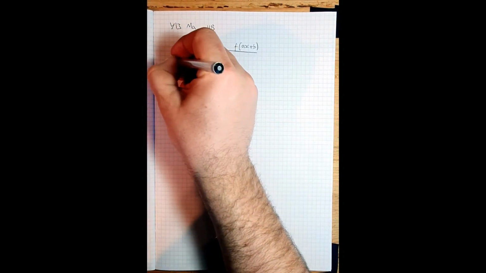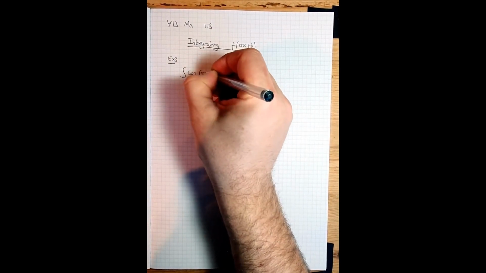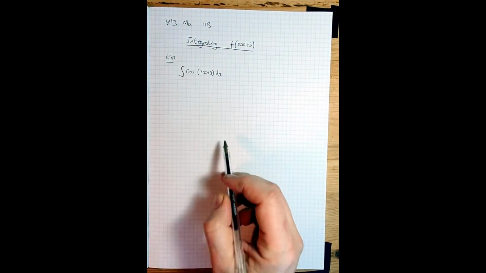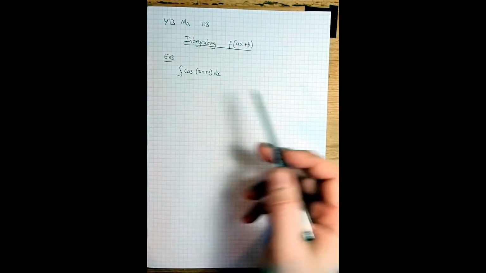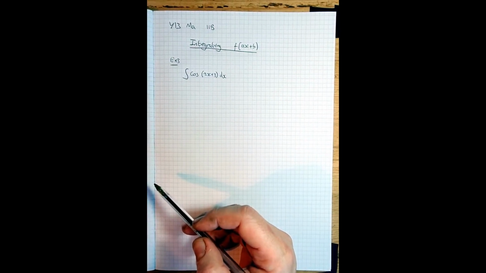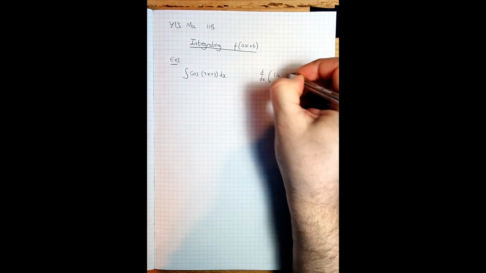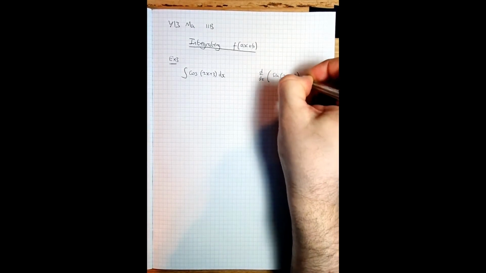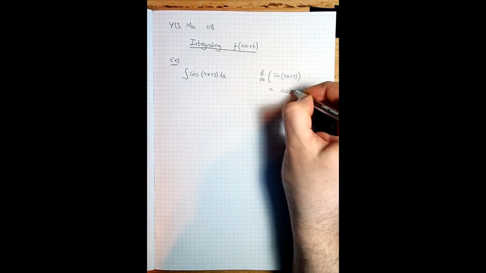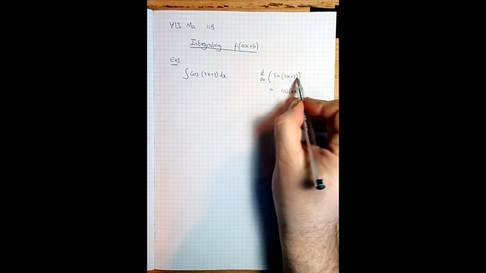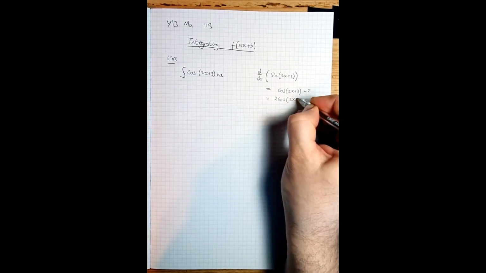So example 3, integrate cos of 2x plus 3. Well, I know that sine differentiates to cos. Remember, integration is the opposite of differentiation. So what happens if I differentiate sine of 2x plus 3? Well, using the chain rule, sine differentiates to cos, and then I multiply by the derivative of the bracket. So that's 2 cos 2x plus 3.